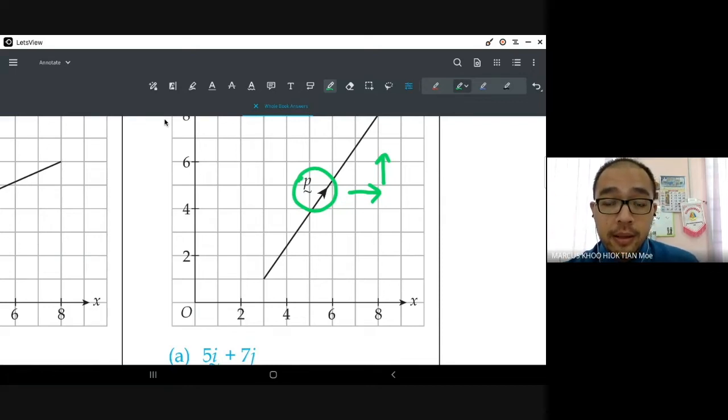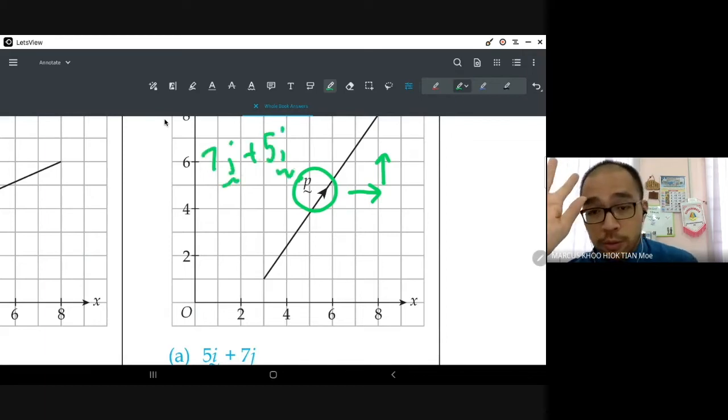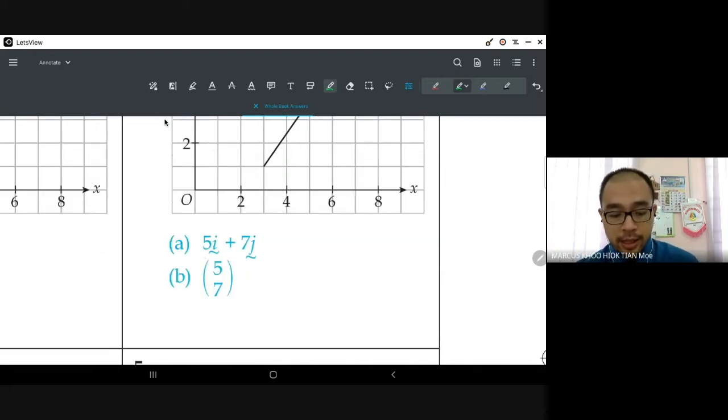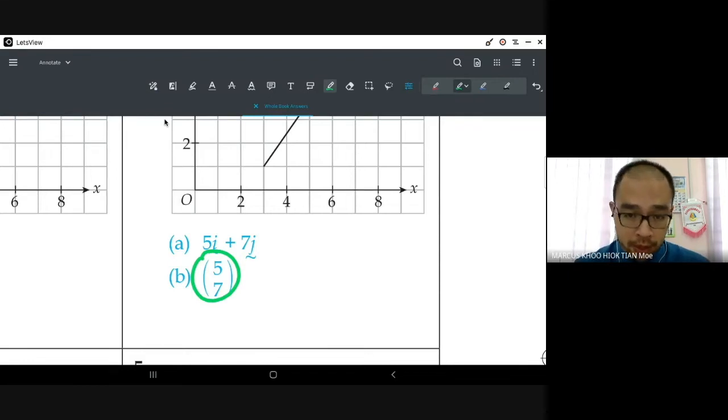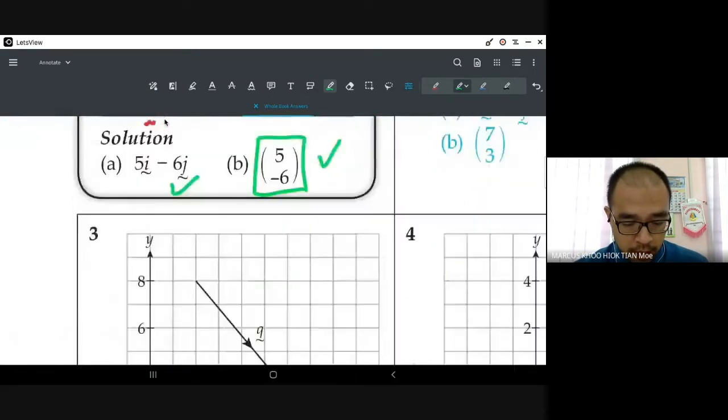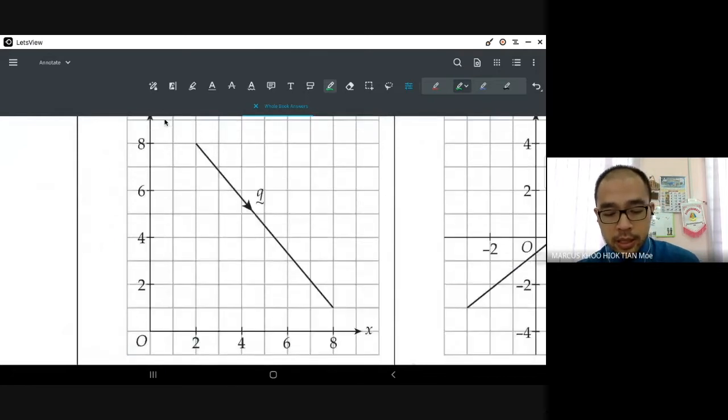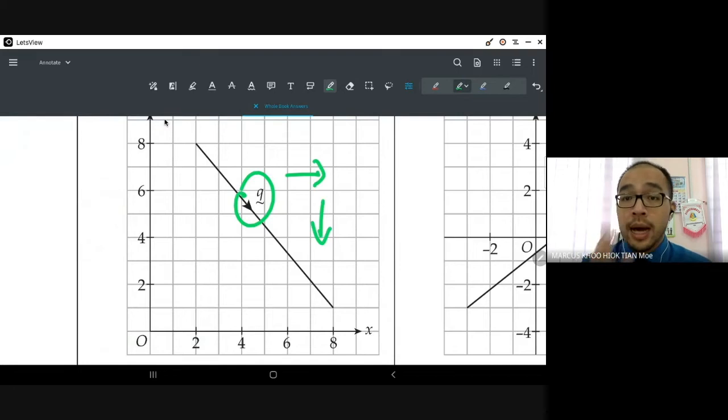Okay? So the 5i should actually be positive. 5i plus 7j, or actually if you say 7j plus 5i also can, no problem. But when you write it like this, the i must be on top. The number with the i must be at the top. The number with the j must be at the bottom. Be very careful. All right, number 3, 6i minus 7j. Because this is going to the right and to the down, so the i must be positive, the j must be negative.